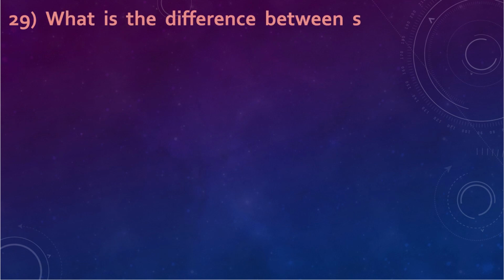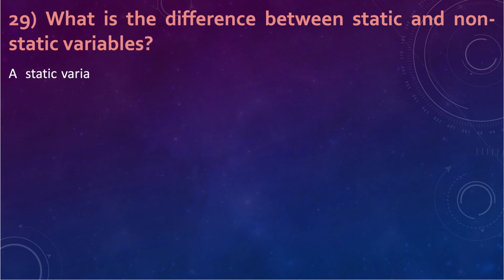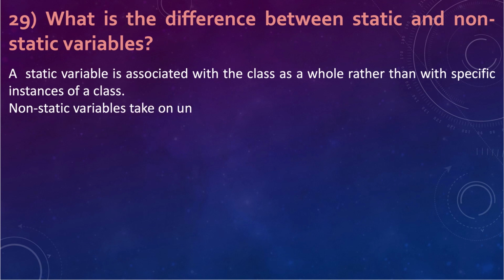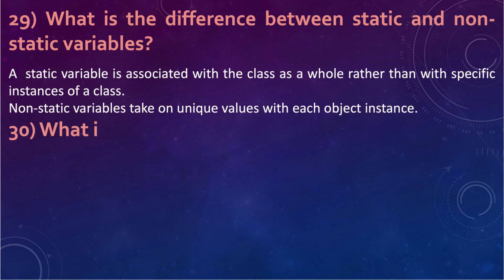What is the difference between static and non-static variables? A static variable is associated with the class as a whole rather than with specific instances of a class. Non-static variables take on unique values with each object instance.